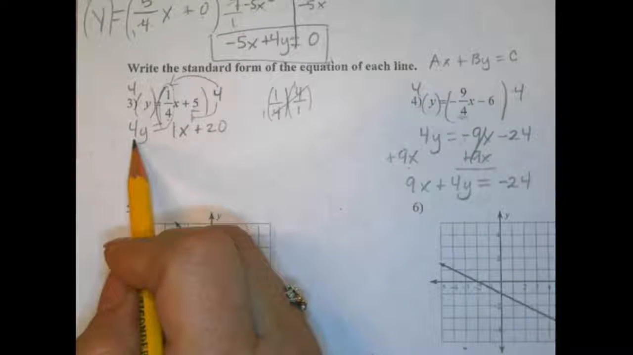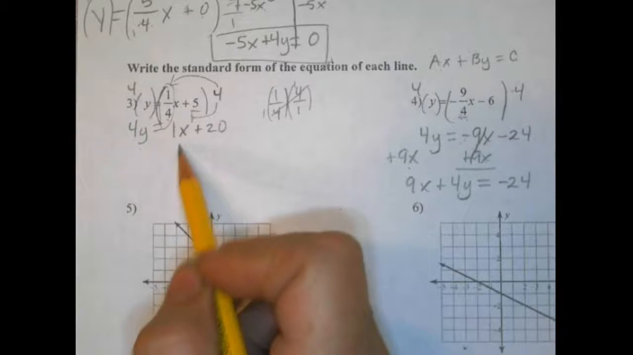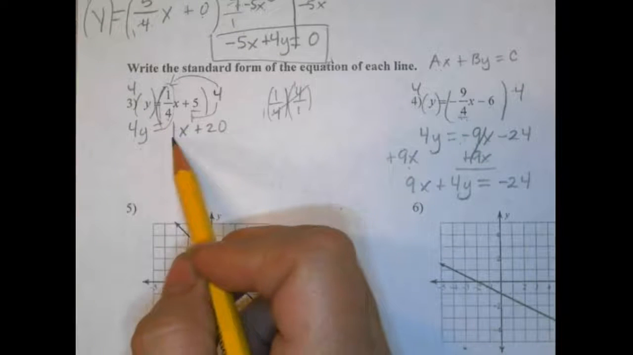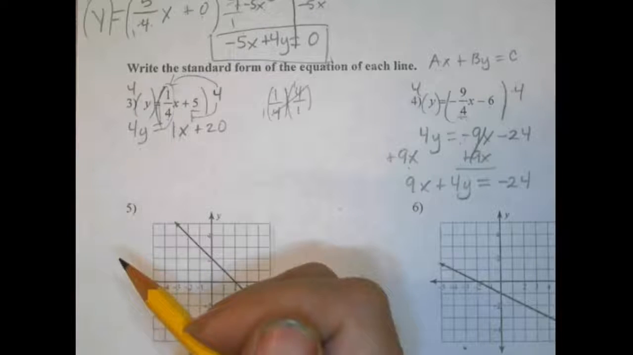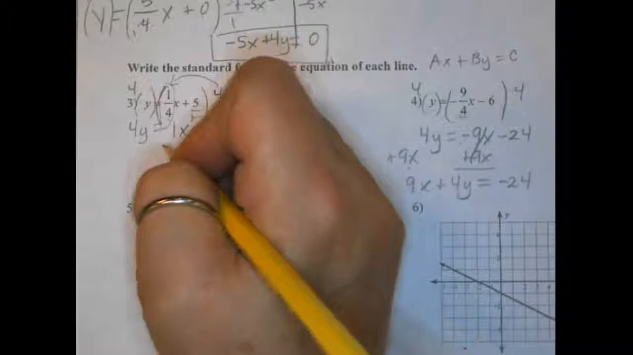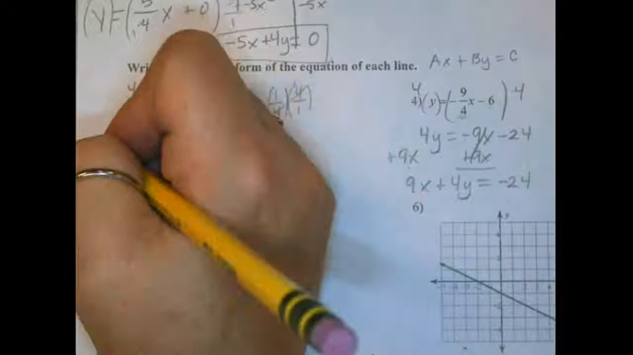I've got my positive y. They're all integers, but I need to move this guy to the other side. How do I move a positive 1x over? By doing what? By subtracting it. So I'm going to go ahead and subtract 1x from both sides.